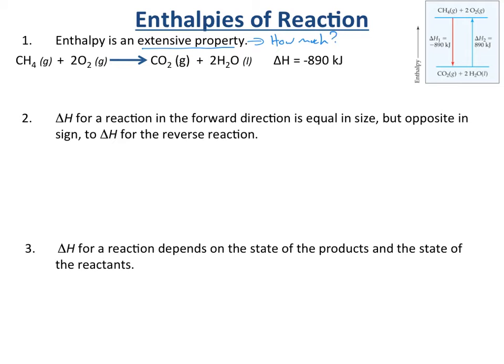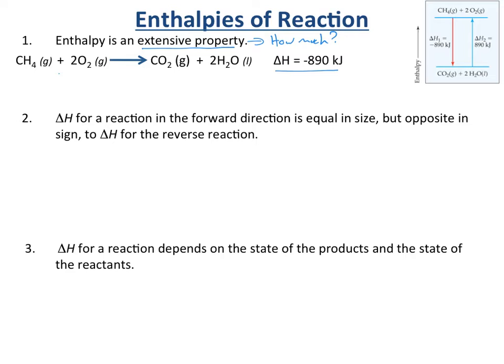And we can see that for this reaction, as methane gas reacts with oxygen gas to produce carbon dioxide and water, the change in the enthalpy of the reaction is minus 890 kilojoules. That means we're releasing 890 kilojoules of heat. This is given for a single mole of methane gas being combusted.